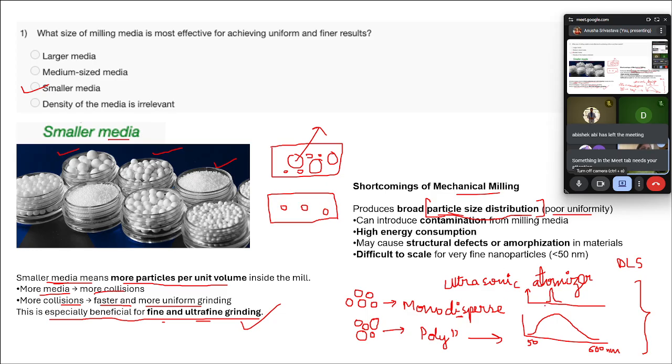Okay, so this means your particle can range somewhere from 10 to 100 nanometers or 10 to 50 nanometers. So this is a narrow particle size distribution, and this one is considered good. This one is considered ideal. So mechanical milling, one of the, just a second.